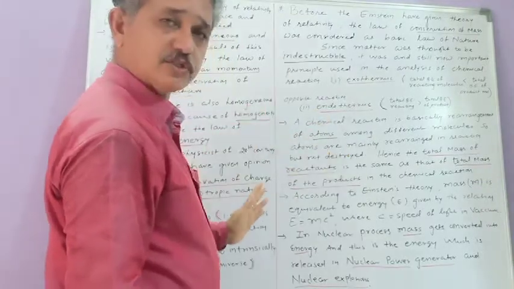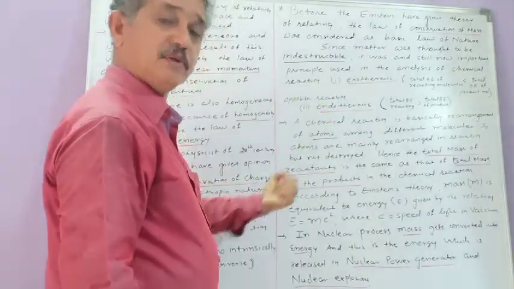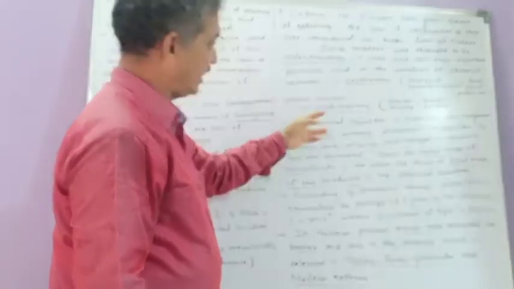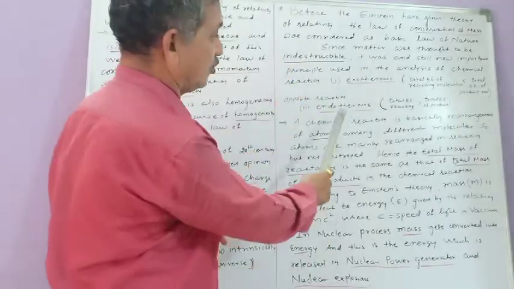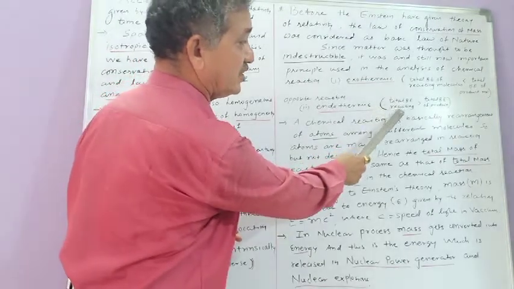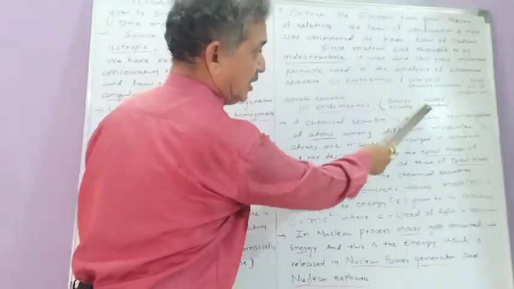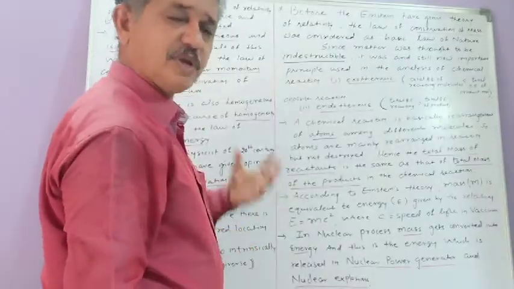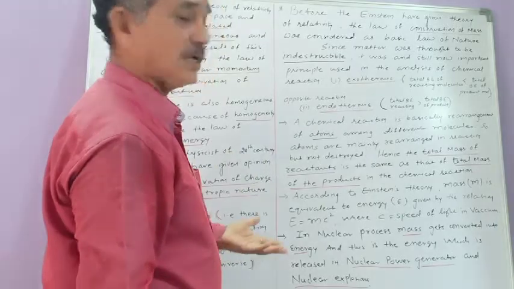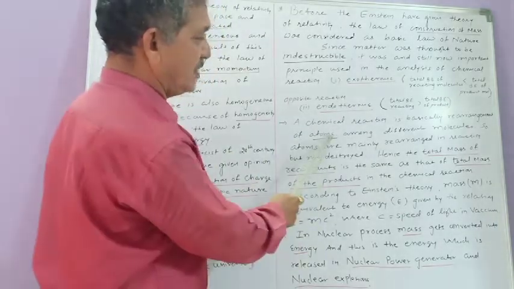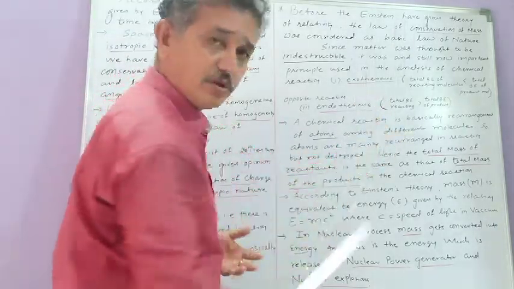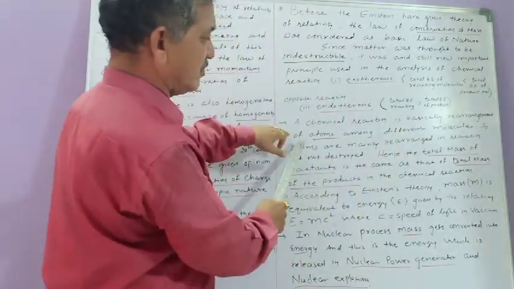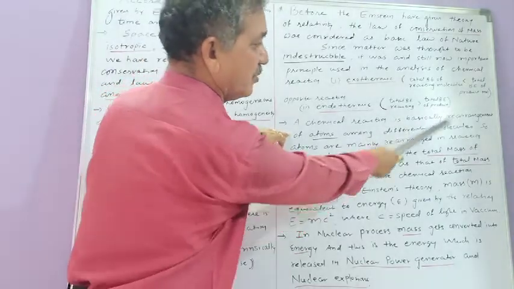Just opposite to this, where the energy is absorbed by the reacting molecules, it is known as an endothermic reaction. In an endothermic reaction, the total binding energy of the reacting molecules is greater than the total binding energy of the product molecules. What is a chemical reaction? A chemical reaction is nothing but the rearrangement of the atoms among the different molecules. The chemical reaction is basically the rearrangement of atoms among the different molecules.